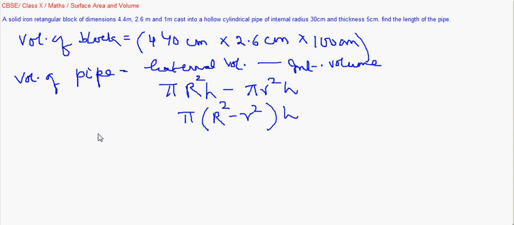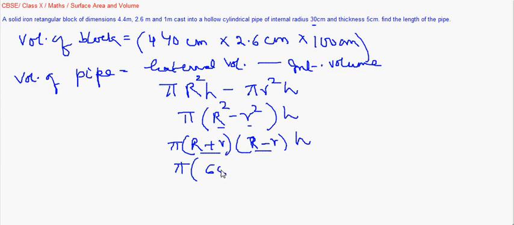Okay, let me just then write, this is actually R square minus r square. Just to simplify our calculation part, we can write it as R plus r and R minus r, though no need to do so. If you don't feel like, you can just replace this capital R and the small r. I'm just doing it for easier calculation. So capital R will be 35 plus 30 here and 35 minus 30 here, so I'm getting pi, 35 plus 30 is 65 and minus 30 is 5, h.